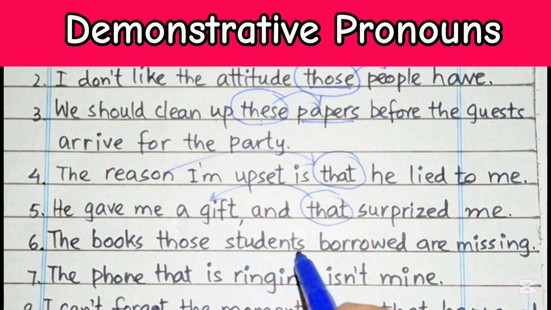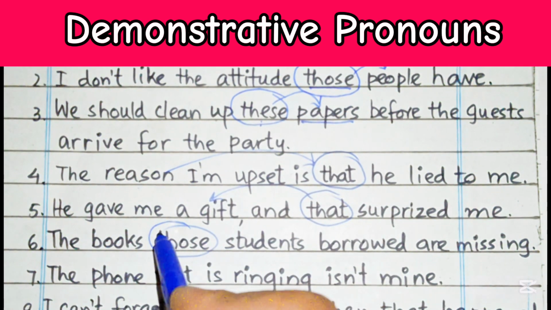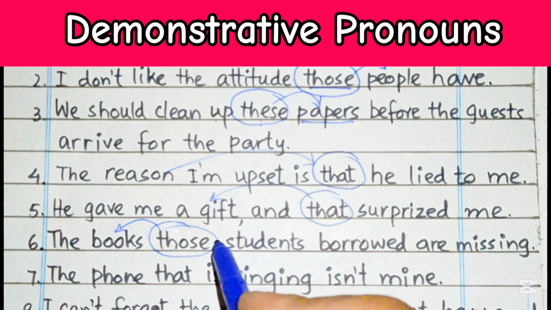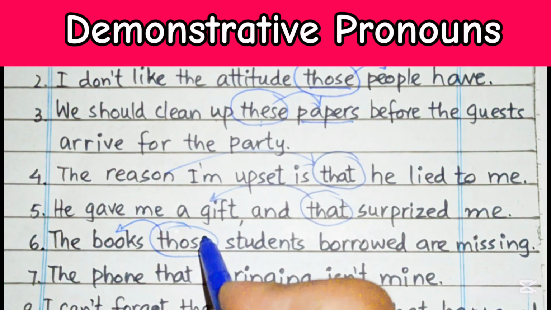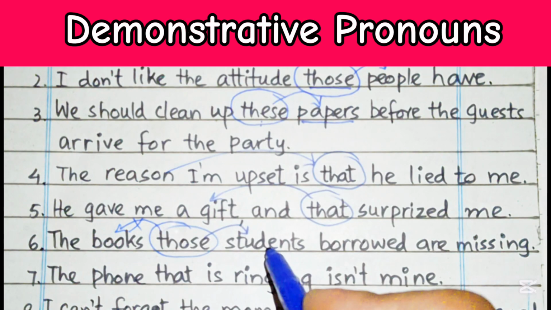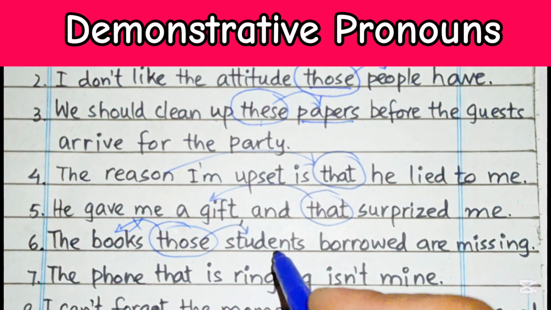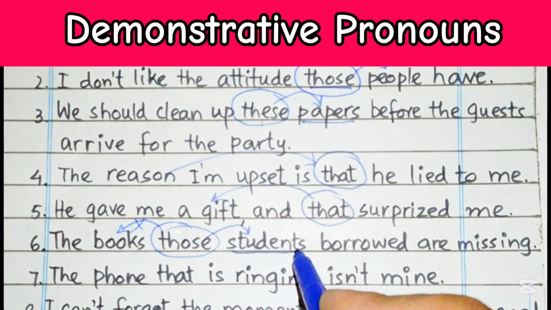The books those students borrowed are missing. Which books? The books those students. So it is actually referring not to this, rather those students means the students who are away from you or they are not present and you are referring to them and they are far from you.